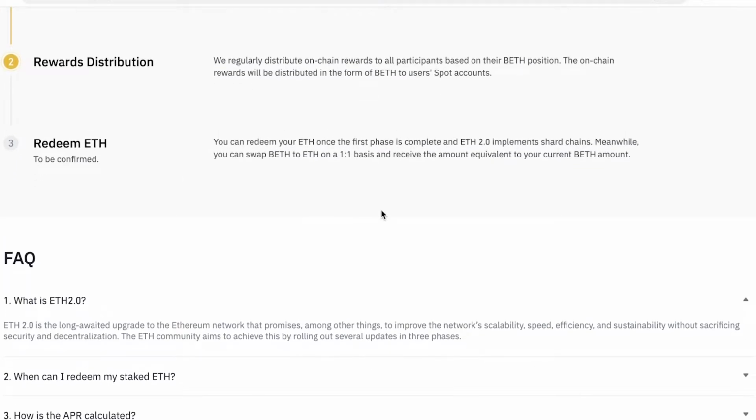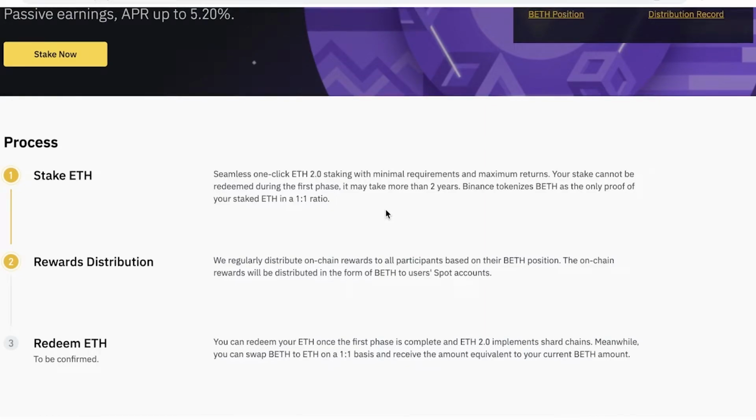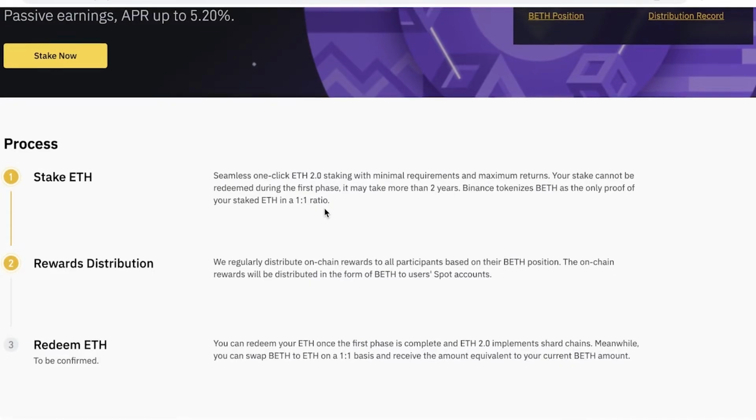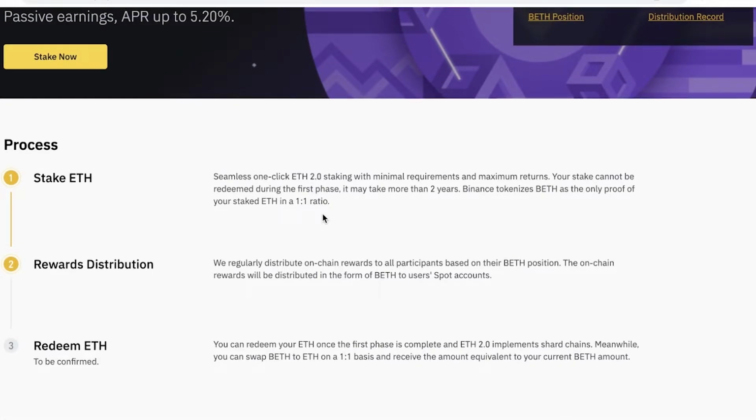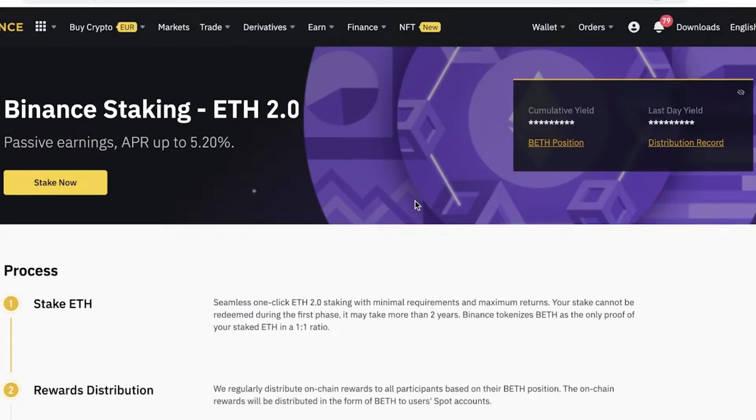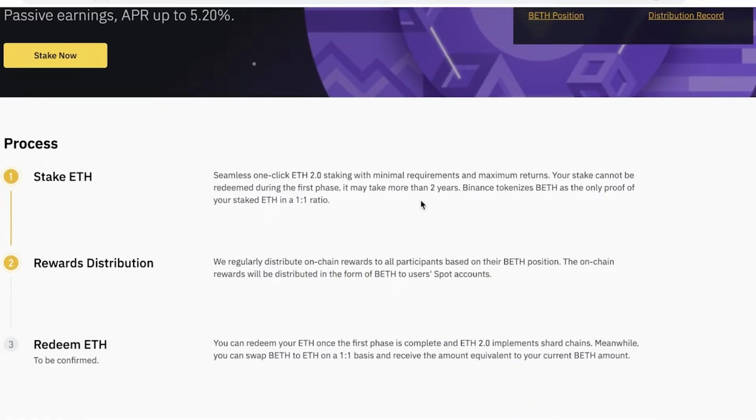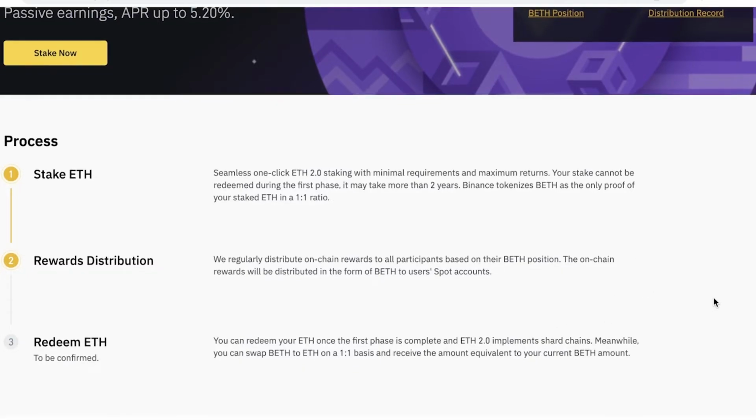Now you can see over here that this is a very simple staking platform. It has minimal requirements and you cannot redeem your staking amount until the first phase is over, which may or may not take over 2 years. So that is something to keep in mind whenever you are trying to do any kind of staking with any token at all. Second up, you also have on-chain rewards that are going to be given to you if you participate in staking, and you can redeem your Ethereum once the first phase is complete, and you can swap your Binance Ethereum to normal Ethereum on a 1-to-1 ratio.